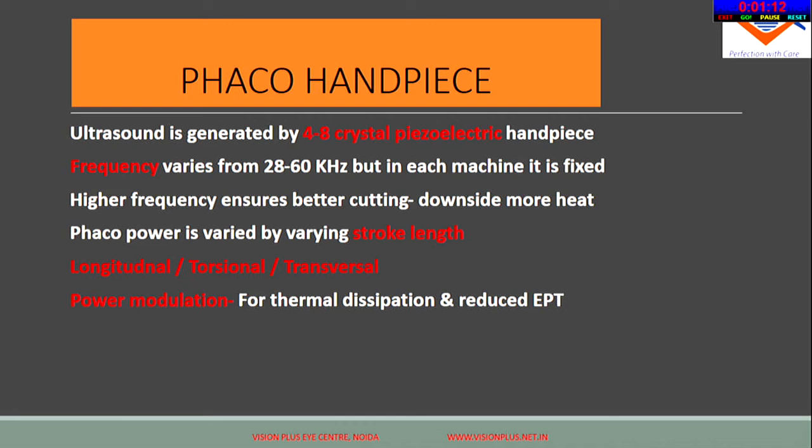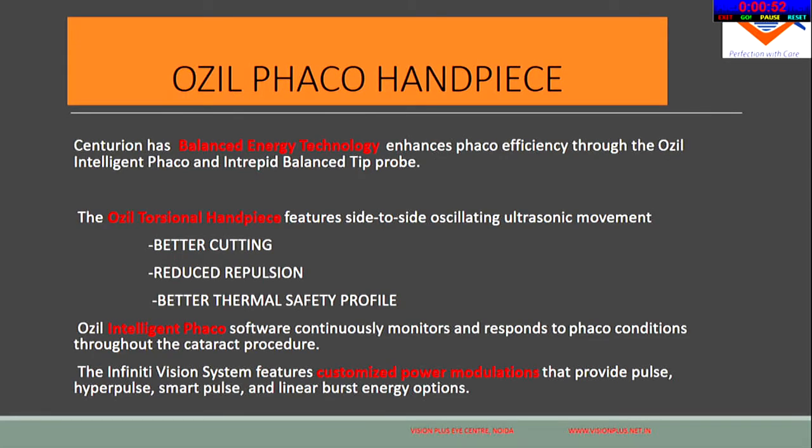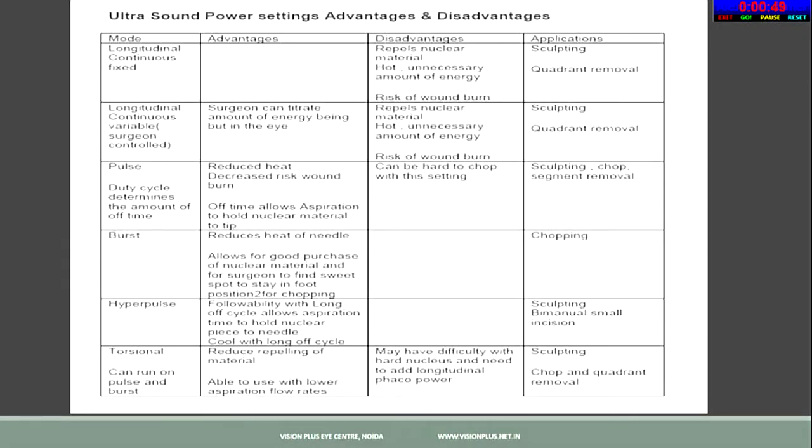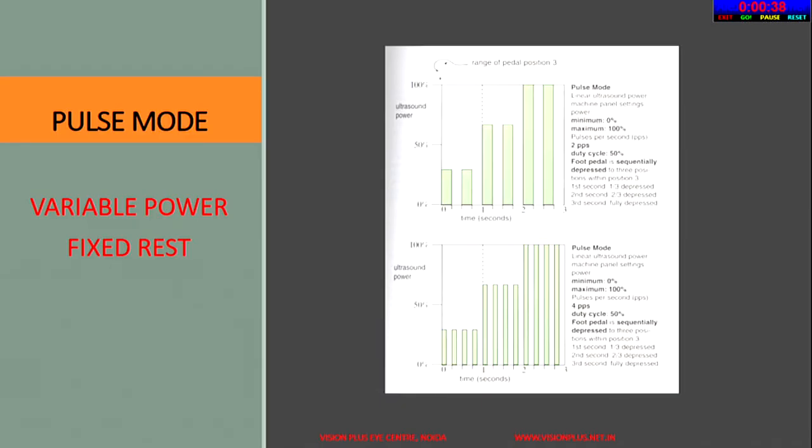And you also have different options. Earlier it was only longitudinal ultrasound that was being used, but now the later machines have torsional ultrasound and transversal, and this helps to reduce the effective PHACO time. You also have different power modulations available in different machines, and that helps to give you clearer corneas the next day. So I'm not going to go into these individual ones, but basically you need to see the advantages and disadvantages of torsional ultrasound, hyperpulse, burst mode, pulse mode, understand what the different parameters are, and using these PHACO modulations, you can get a better effective surgery.